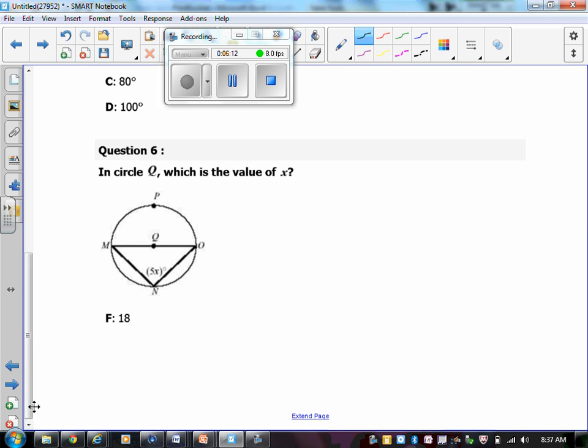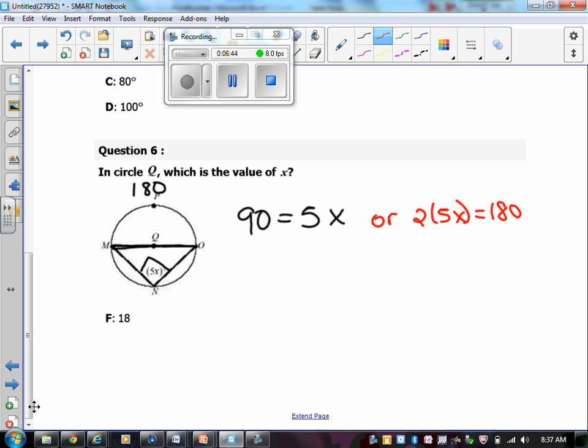All right, number 6, in circle Q, what is the value of x? You can clearly see that this is half a circle. That means the top arc is going to equal 180. So I'm trying to find this, which is going to be half of 180. So you have to do 90 equals 5x. You can solve it this way, or you can do 2 times 5x equals 180. You can also do it this way, whichever one is easier for you guys to solve. You can use it and get the answer.